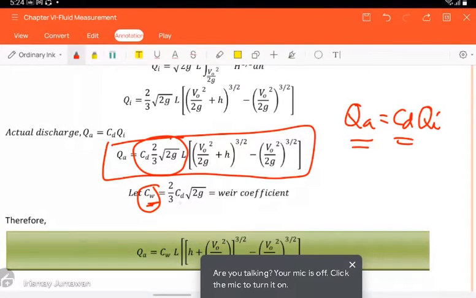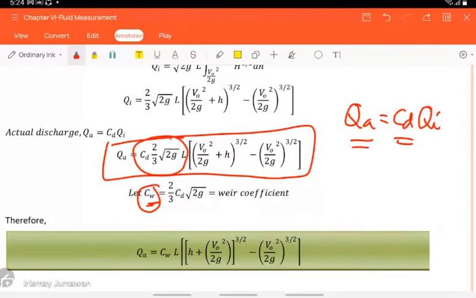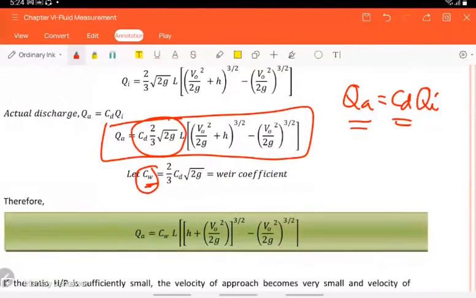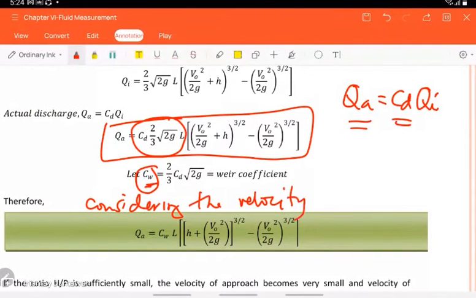So this is the value of Cw, which is equal to 2/3 Cd square root of g. So when we simplify, this is the formula, the green one, and this is considering the velocity of approach. Okay, you have to take note of this, considering the velocity of approach.